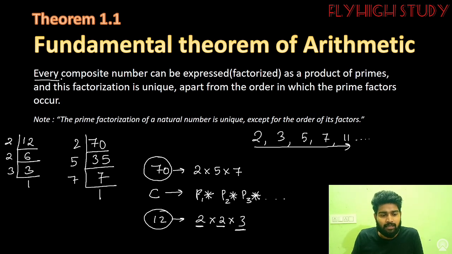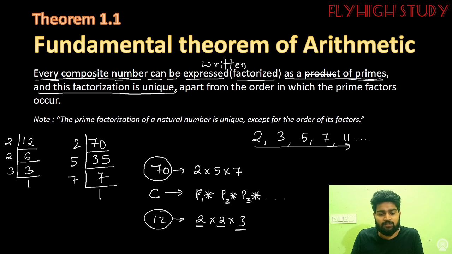Now read. Every composite number can be expressed or factorized. If you are getting confused with "expressed", you can just understand that every composite number can be written as a product of, that is multiplication of, prime numbers. That's what they're saying. This is the actual theorem. The extra information they have given in the second part is that its factorization is unique.